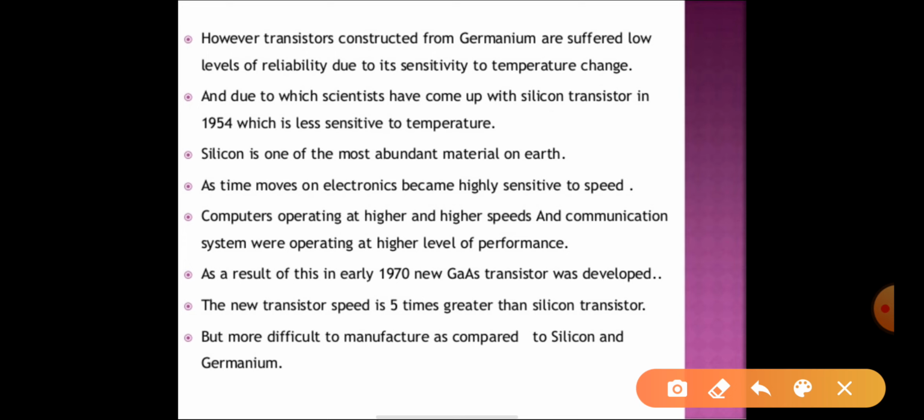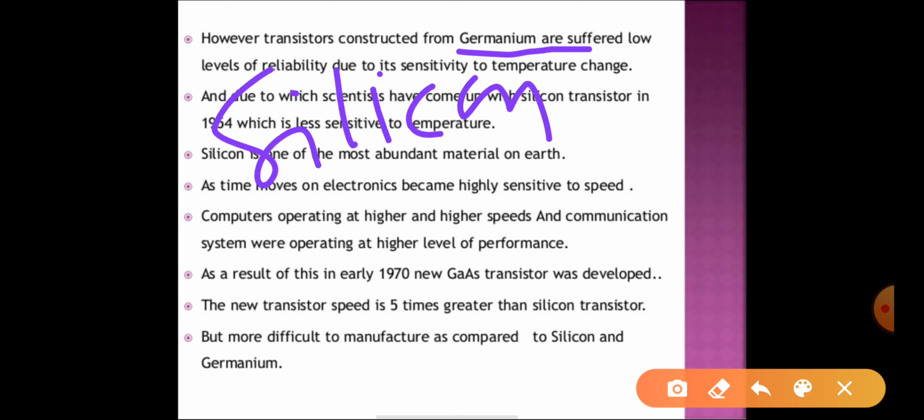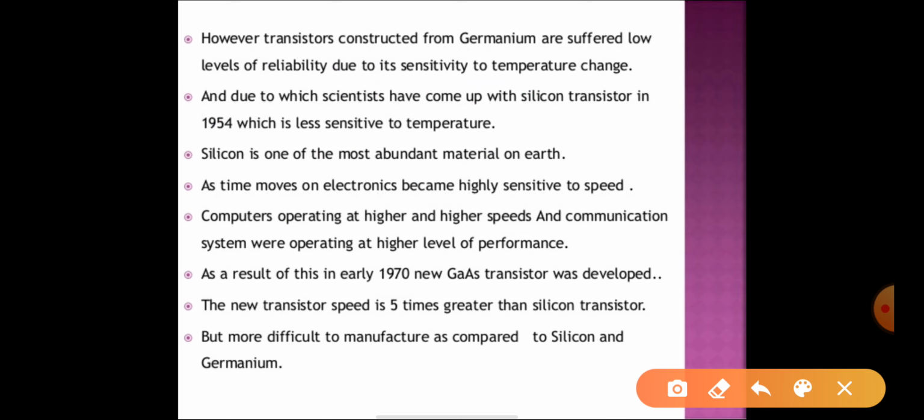But from a knowledge point of view it is essential. Silicon is the most abundant material on the earth. Due to temperature sensitivity, we are not using germanium, but we are using silicon, and it is the most abundant material on our earth after oxygen.